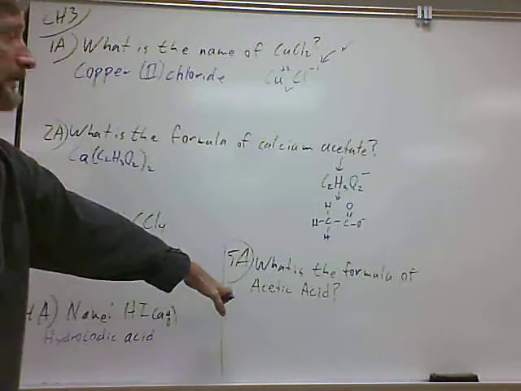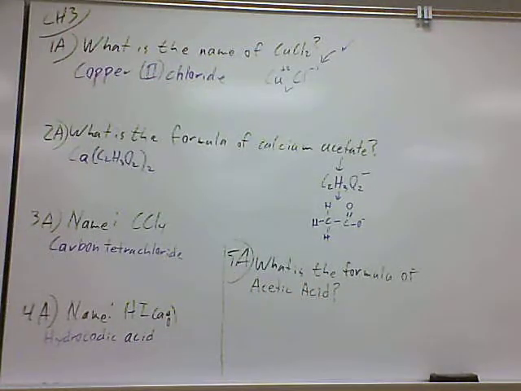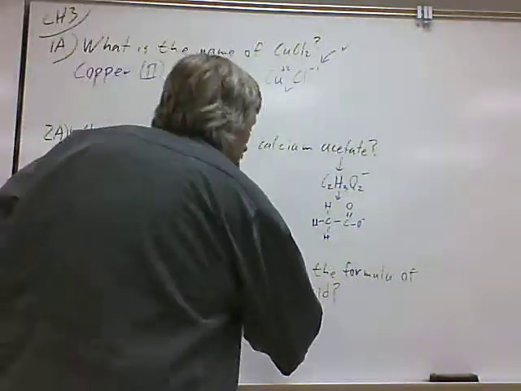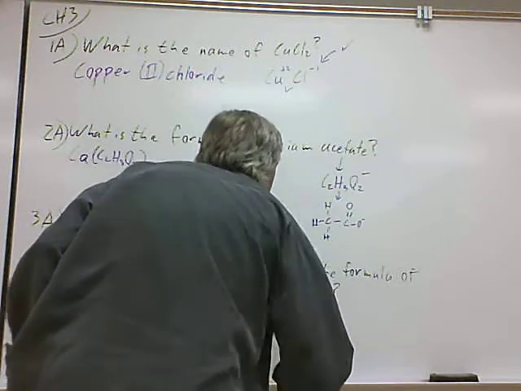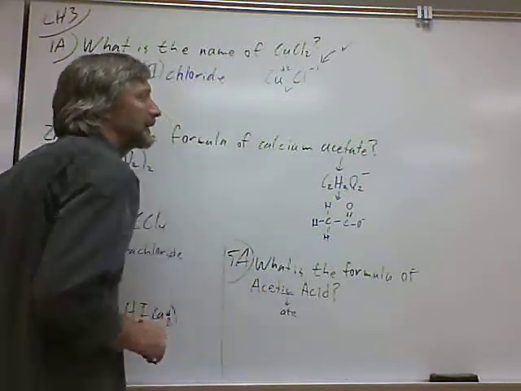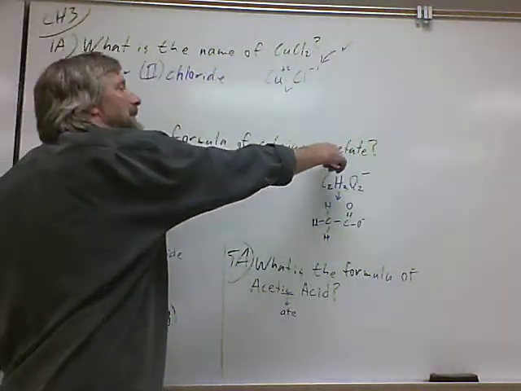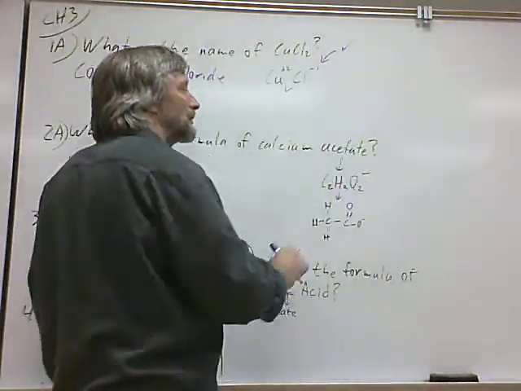To get the formula of acetic acid, it doesn't start with hydro, so it's not a binary acid. So it's a ternary oxyacid. So we're going to look for the polyatomic anion that it's made from. And the IC suffix means it comes from an ATE anion. So we're looking for the acetate anion. Well, the acetate anion is C2H3O2 with a -1 charge.